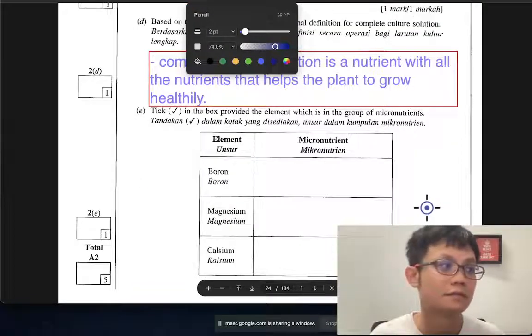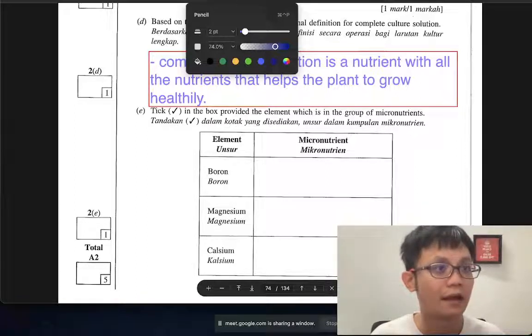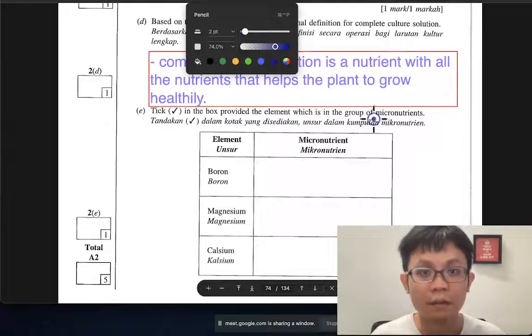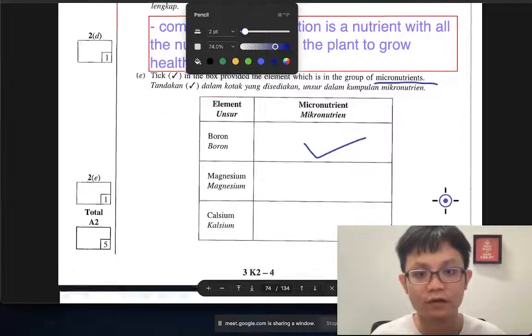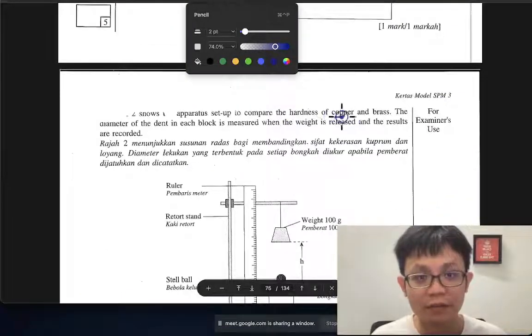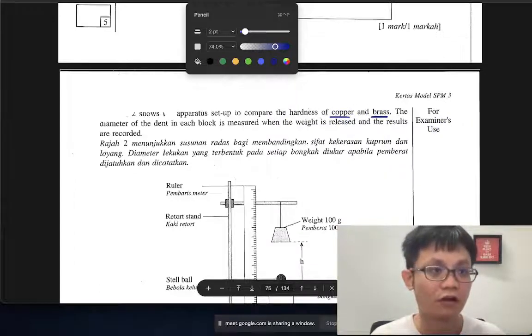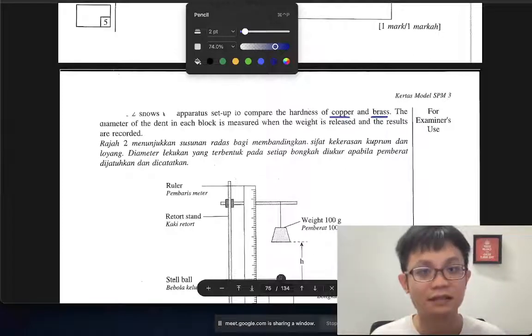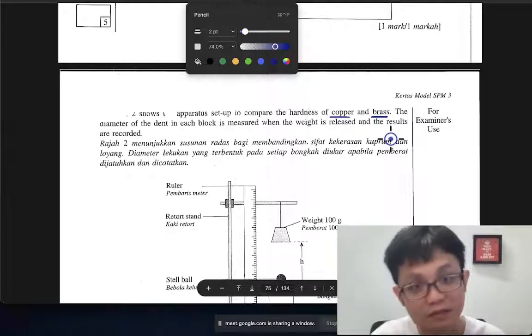Macronutrient is magnesium and calcium. Micro is boron. Oh, sorry, micronutrient is boron. Yeah, correct. Show the hardness of copper and brass. Which one is harder, copper or brass? Copper. Brass. Yeah, because brass is an alloy. Copper is a copper wire, so you can bend the wire. The electric wire is made from copper.